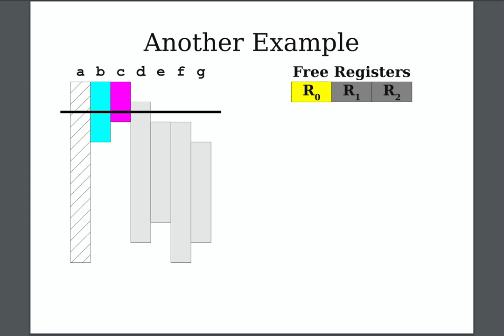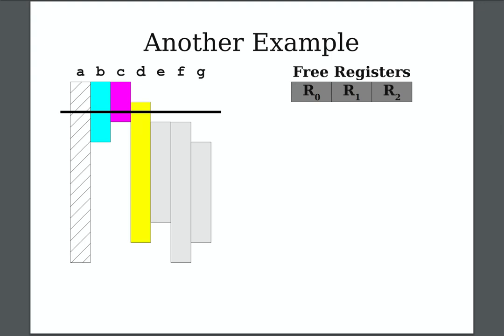So we can perhaps unwisely stop allocating R0 for A. Now, this may be unwise because A has a very long live range, but let's assume our algorithm, without any other information, just picks a variable to evict.